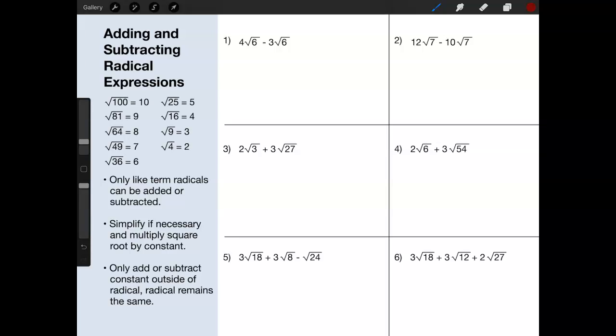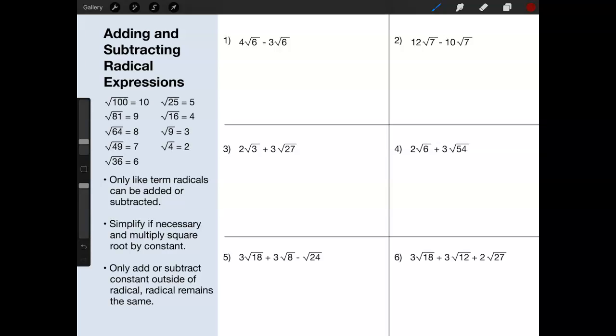In some cases, you will need to simplify by pulling any perfect squares out of the radical and multiplying it by the constant. And then when you are adding or subtracting, you only add or subtract the constant outside the radical. The number under the radical sign remains the same. I have a few examples here to help illustrate.